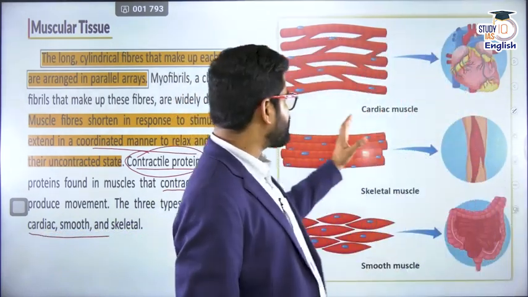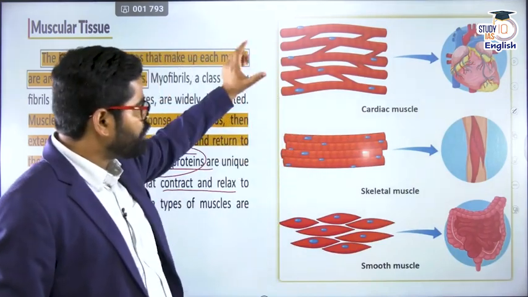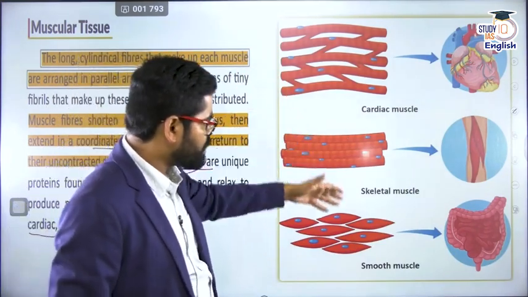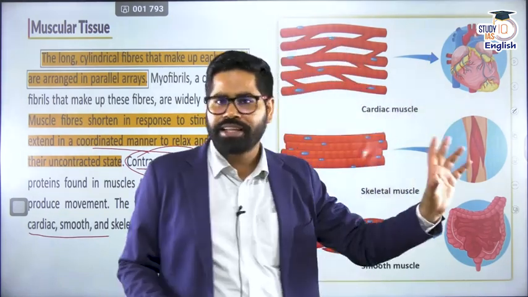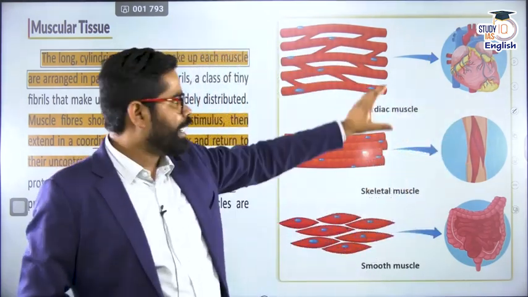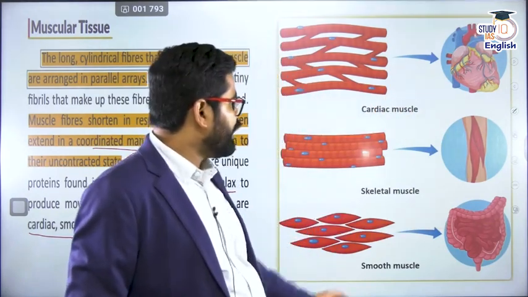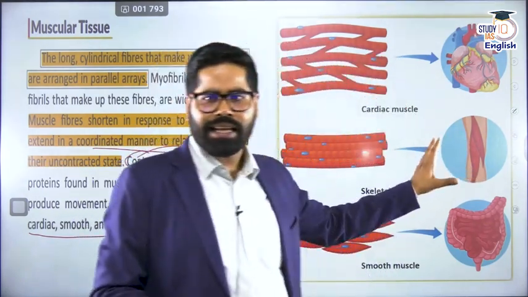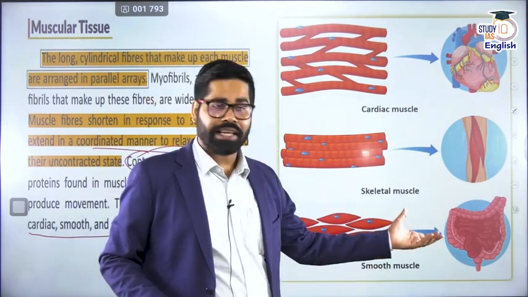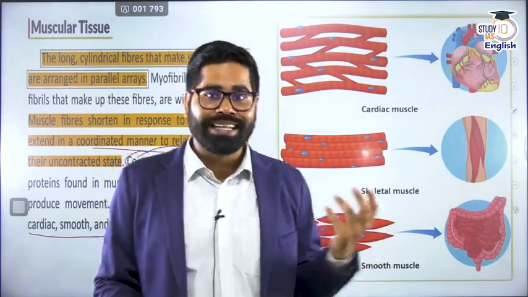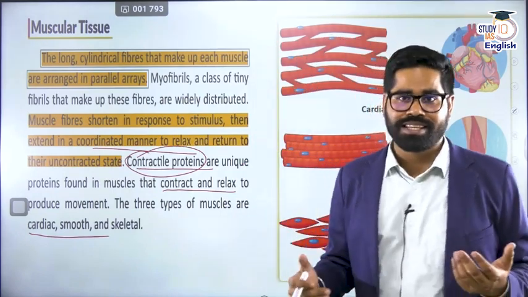You can see on this side the different shape and size of the cardiac muscle, the skeletal muscle, as well as the smooth muscle. This cardiac muscle, as you can see from the image also, is found in our heart. Then the skeletal muscle is found across our body. And then we have certain smooth muscles, like in the intestines.